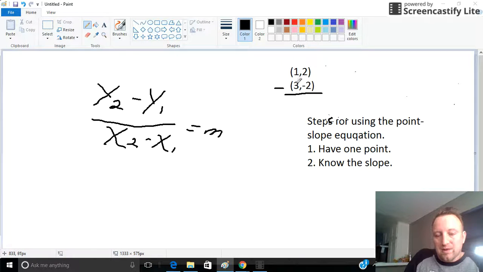So 1 take away 3 would be 2. Right? Makes sense. Remember, the x is going on the bottom of the denominator. It's the run. And then 2 take away -2 would be, well, negative and negative make it a positive, right? Of course, that could be simplified to just being a 2.